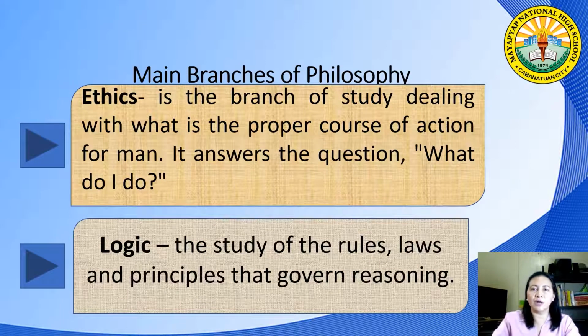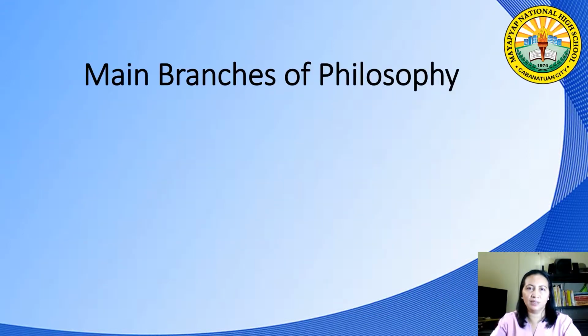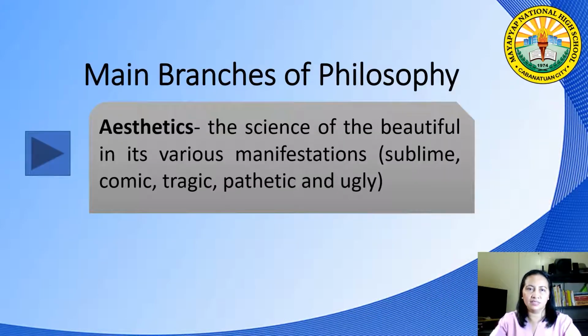The fourth branch of philosophy is known as logic. It is the study of rules, laws, and principles that govern reasoning. So when we speak of logic, it is the correct form of reasoning, and this is also considered to be the foundation of mathematics. And the last one is aesthetics.